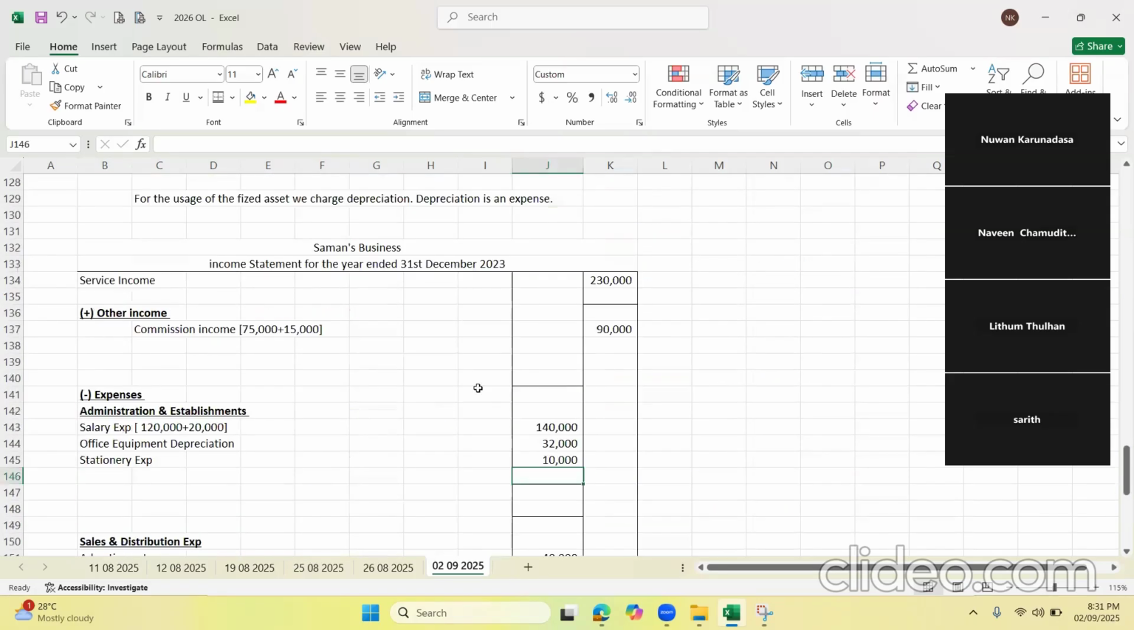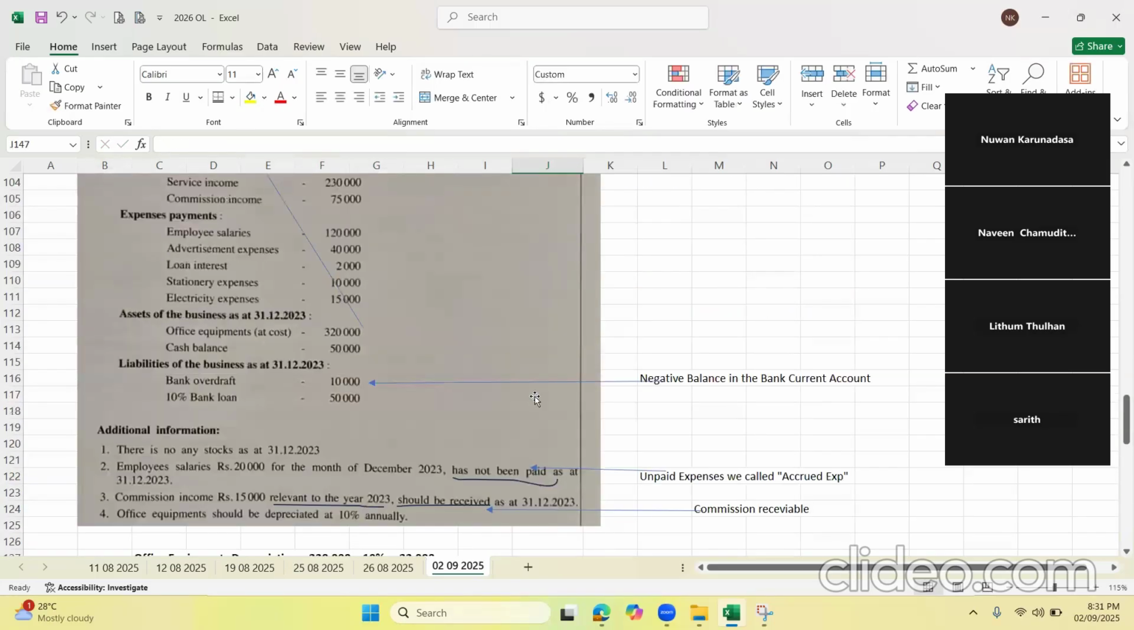Then electricity, again admin, 15,000. So you must classify all the expenses. Then office equipment is a fixed asset, it won't come here. We did the depreciation. Cash balance is an asset, it won't come here. Liabilities also will not come here.